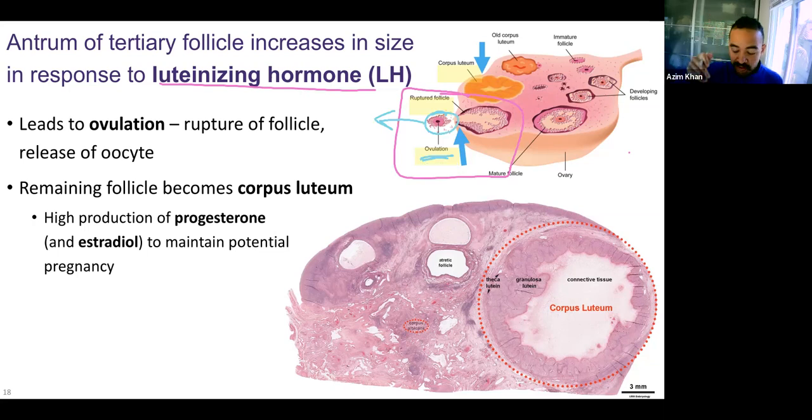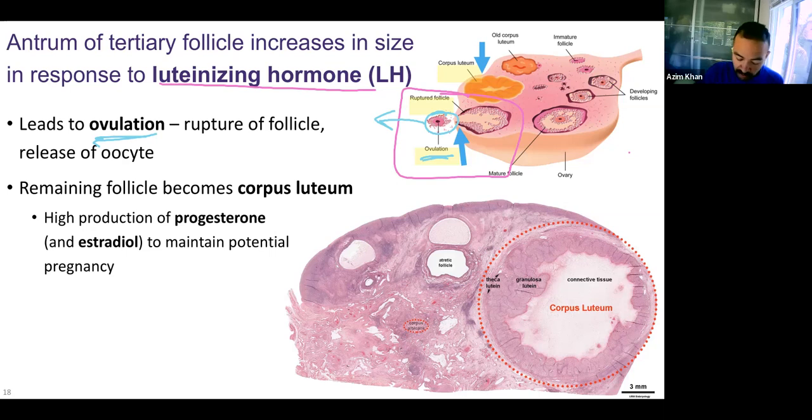High amounts of luteinizing hormone lead to weakening of the ovary wall. You get a release of the oocyte. That's what ovulation is. We'll talk about what happens to that oocyte in a second, but what remains in the ovary is crucial if a pregnancy is to occur.